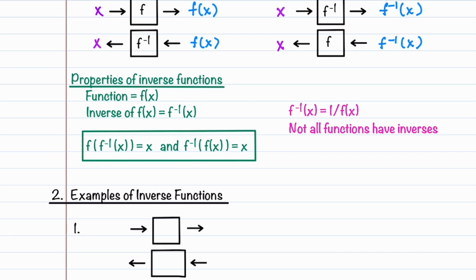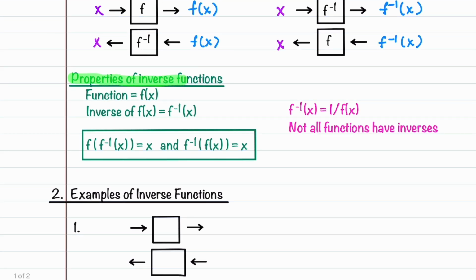We can summarize all this into what we call properties of inverse functions. Our function is f of x, and our inverse function is f inverse of x, just like we saw above. Before we go on, I want to make a note that f inverse of x is not 1 over f of x. They are two entirely different things. I also want to make a note that not all functions have inverses. I have another video in this series which shows you how to determine if a function has an inverse or not. For now, we're just going to talk about inverse functions in general.